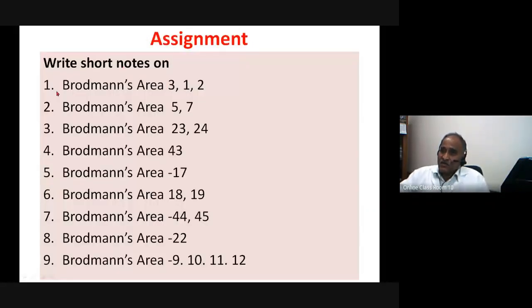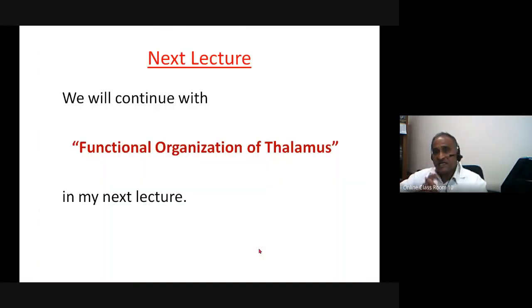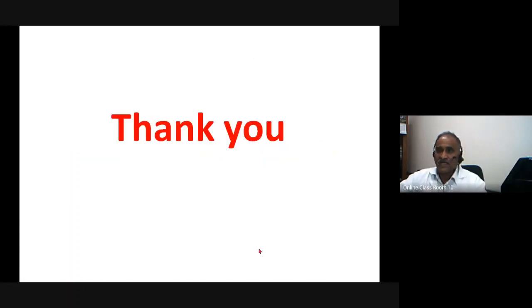The assignment: write something about Brodmann areas 3, 1, 2, 5, 7, 23, 24, area 43, 17, 18, 19, 44, 45, 22, 9, 10, 11, 12. Give a brief 3 to 5 bullet points about these areas, so that you acquire some part of the Brodmann concepts. In the next class, I will deal with the functional organization of the thalamus. Okay, thank you.